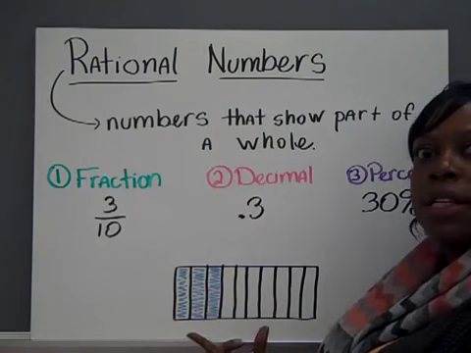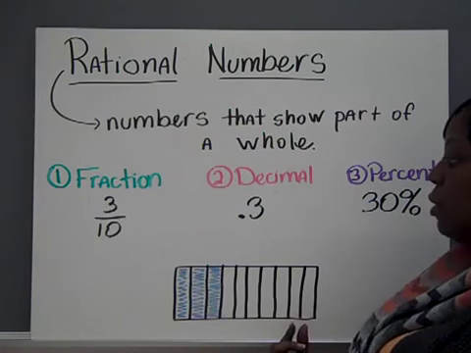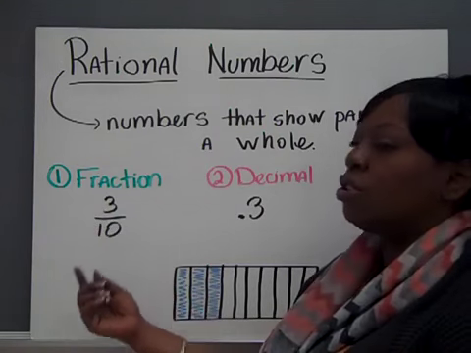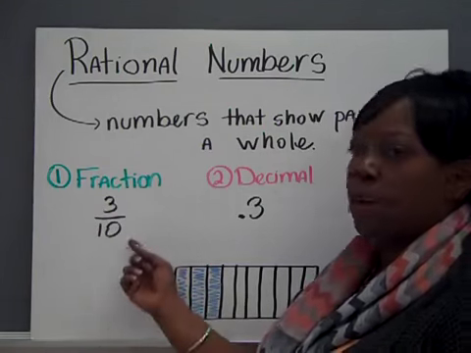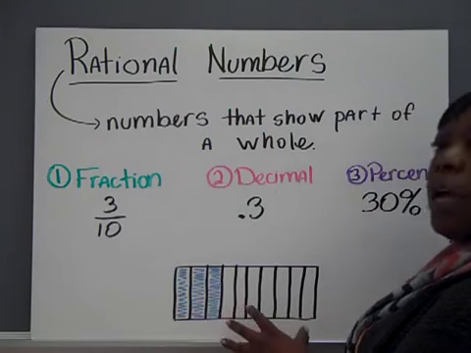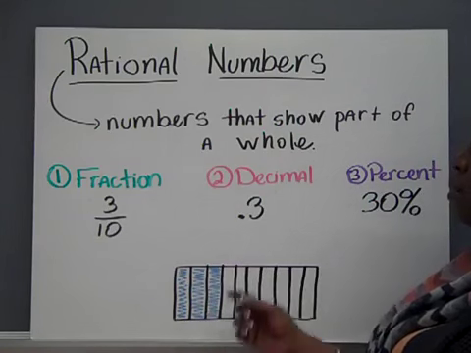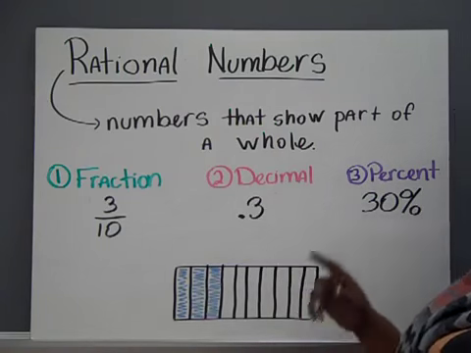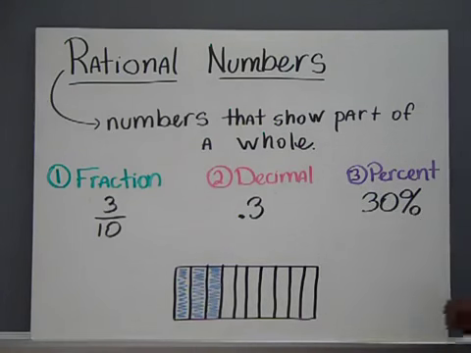For example, we have a rectangle that's been divided into 10 equal pieces, and 3 of those 10 are shaded. As a fraction, to show the shaded region, you would write 3 over 10. Same picture, but now as a decimal, it would be 0.3. And as far as the percent, 30%.